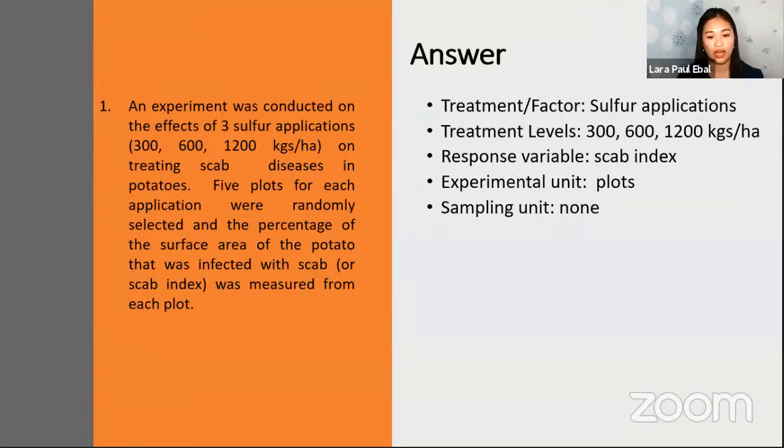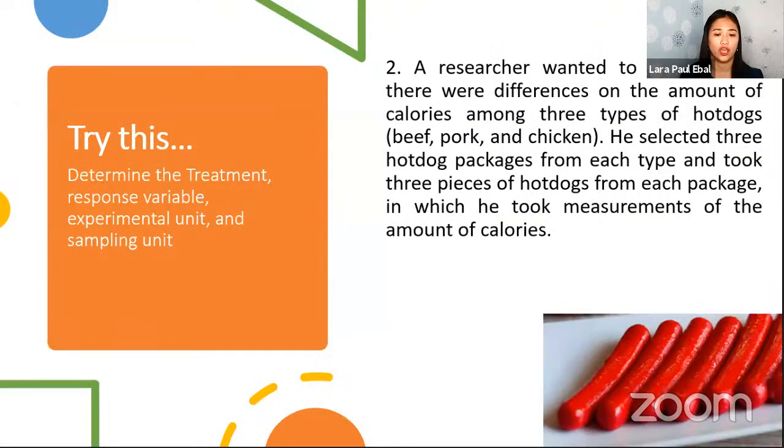Just to summarize, again, the treatment in the example is the sulfur application, and the treatment levels are the specific levels, 300, 600, and 1,200. The response variable is your scab index, or the percentage. The experimental unit is where you applied your treatment, so the plots. And the sampling unit is none, there's no sampling unit. Okay, another example.